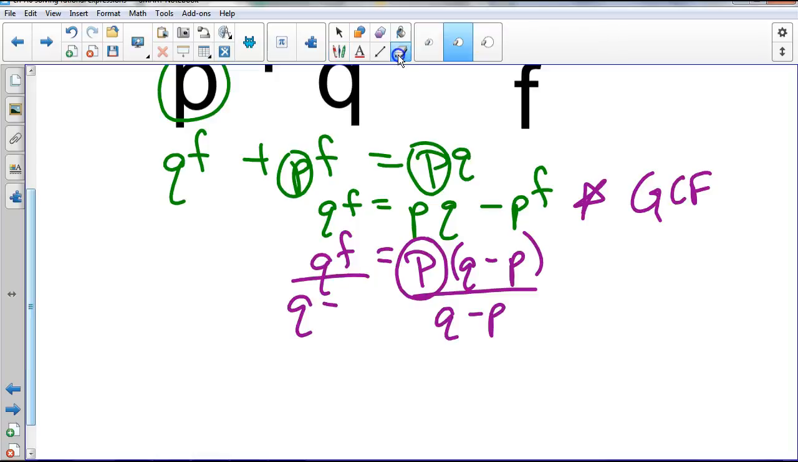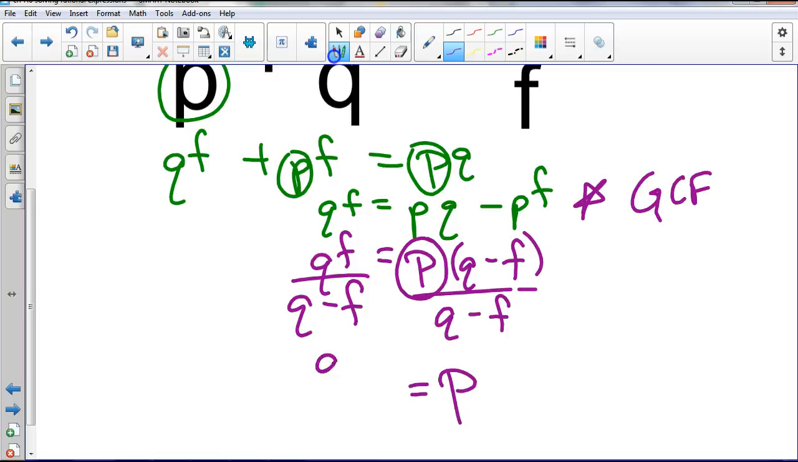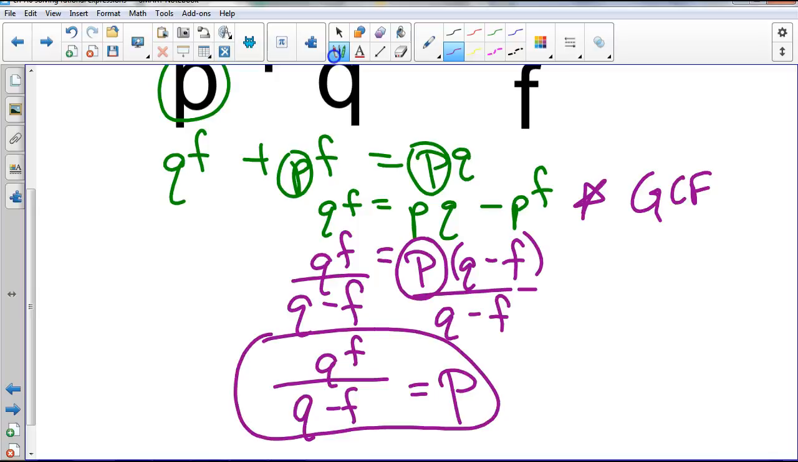I think that should be an F. I just realized I wrote that letter wrong. So this should be F. Okay? So then you have P is equal to QF divided by Q minus F. Notice that P is the only variable on the right. Everything else, the Q's and the F's, are all on the left.